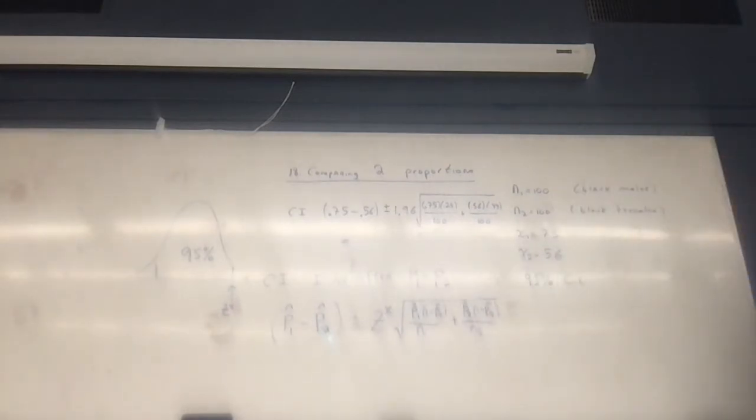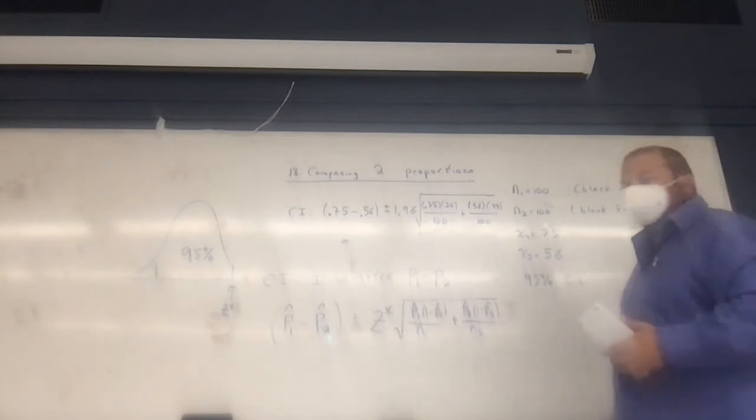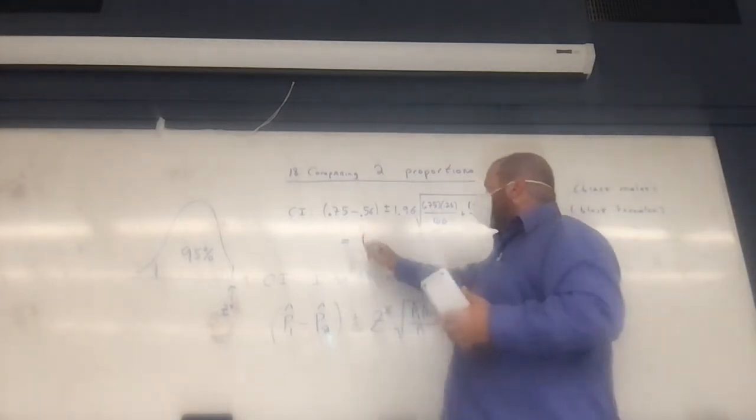So what is my confidence interval? Let's say 3 significant figures or 3 decimals. From where to where?